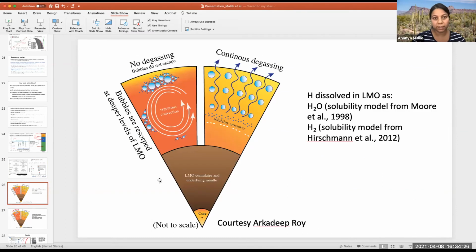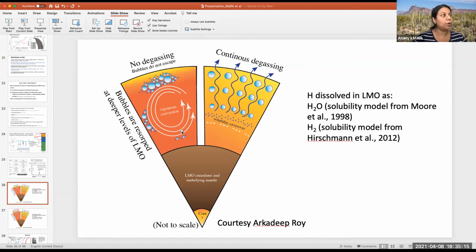In this proof of concept study, this is an ongoing study, I have to say, we are considering two end-member scenarios during lunar magma ocean crystallization. One is the end-member scenario where we assume that the lunar magma ocean, which has a lot of volatiles to start with, is undergoing vigorous convection. So what happens is, as the lunar magma ocean crystallizes, as these minerals keep forming, the residual magma ocean gets more enriched in water, some species of hydrogen. It could be water, it could be molecular hydrogen. And then at some point, this residual magma ocean can actually even reach its solubility limit, at which point it would start forming bubbles, and then these bubbles would degas.